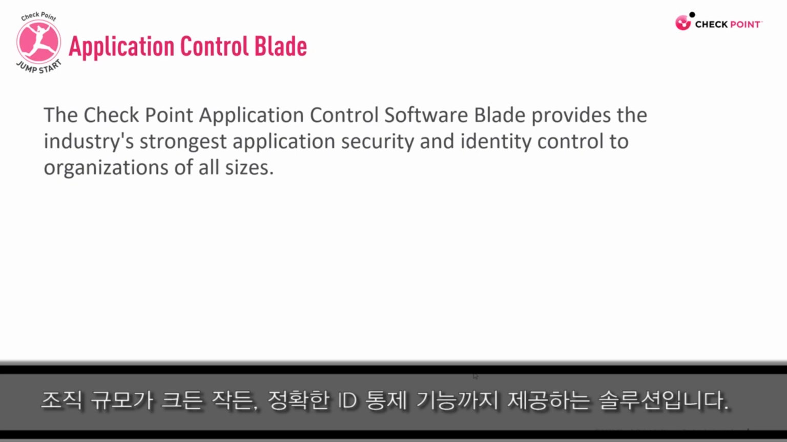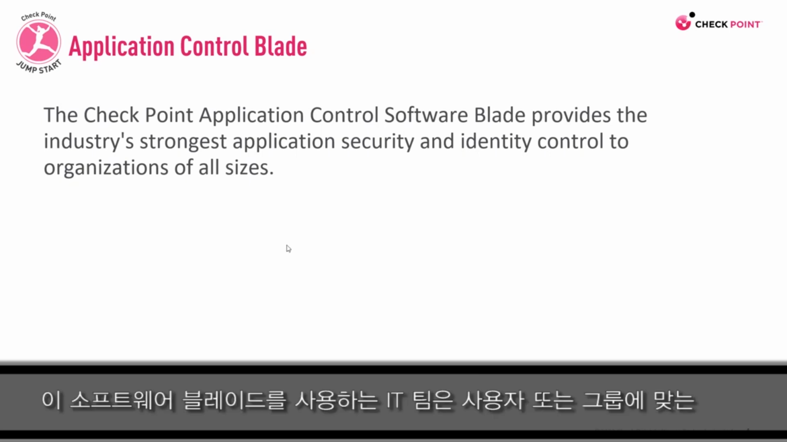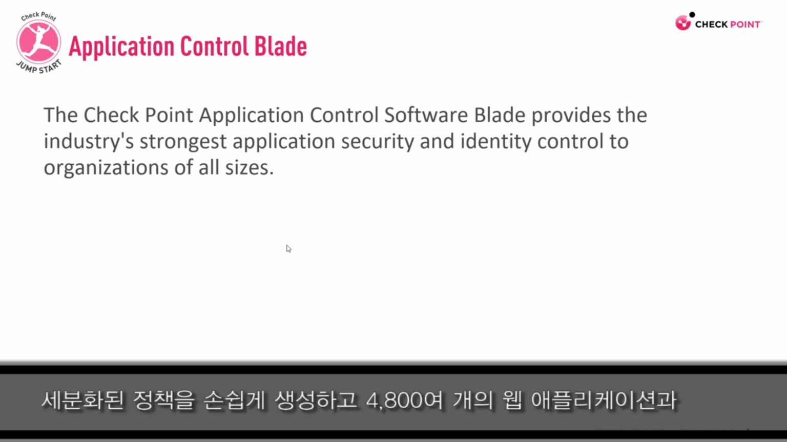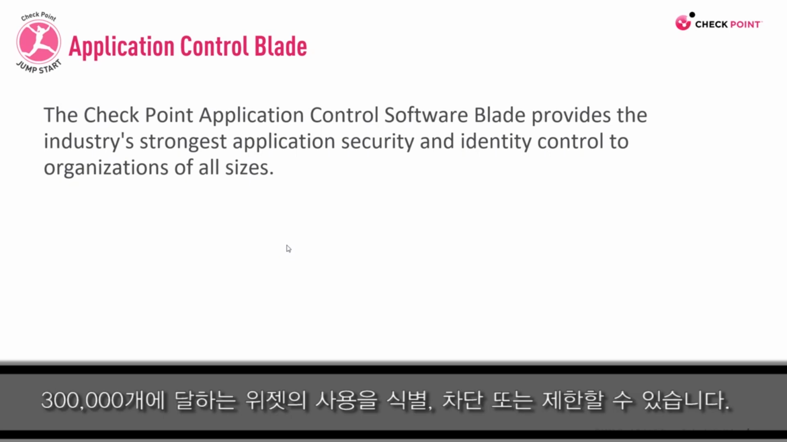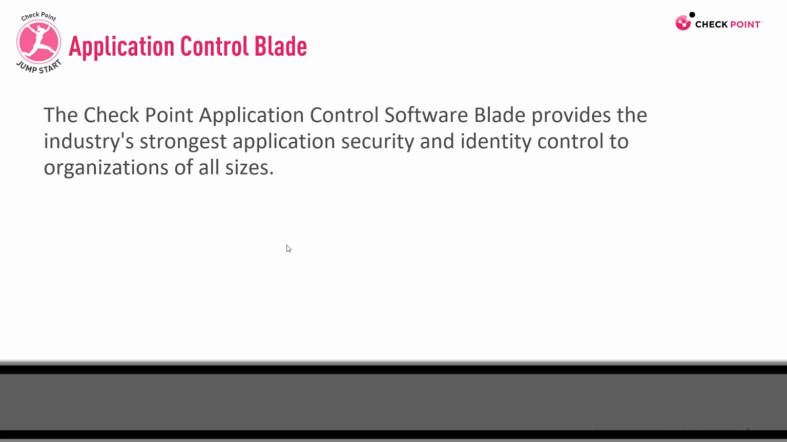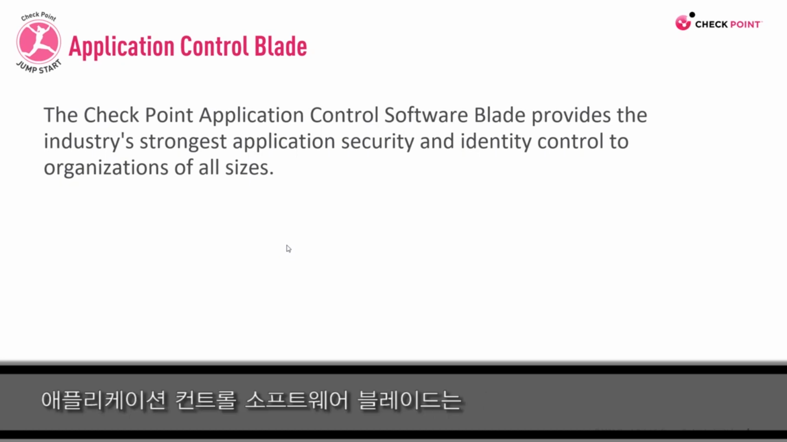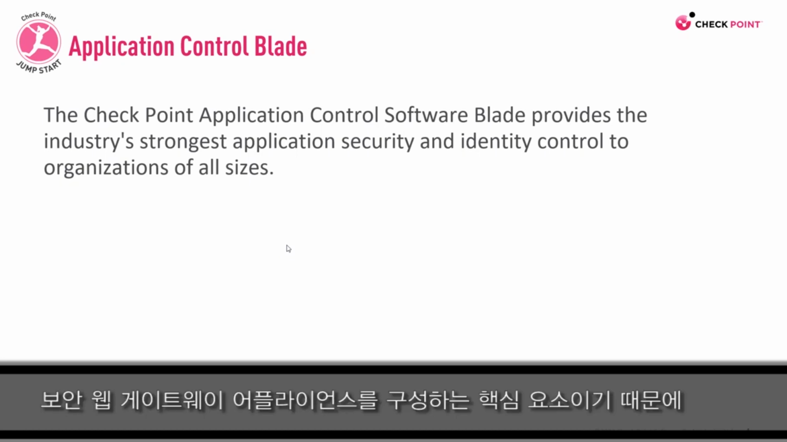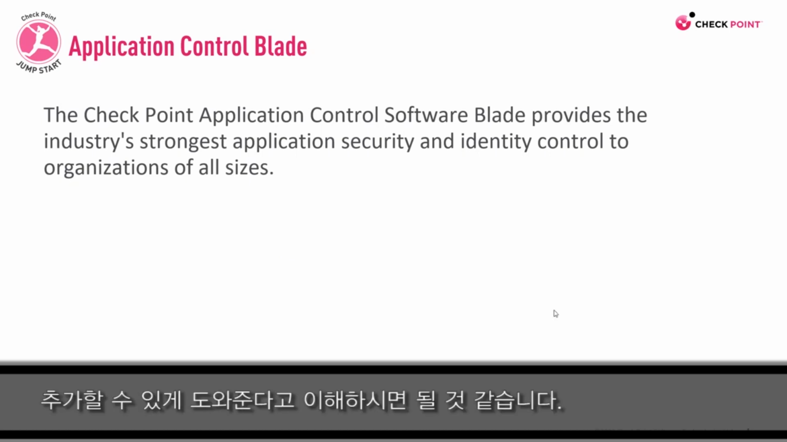organizations of all sizes. It enables IT teams to easily create granular policies based on users or groups to identify, block, or limit usage of over 4,800 web applications and 300,000 widgets. The Application Control Software Blade is a key component of the Secure Web Gateway appliance. In other words, it means that you can add applications to your rule base.